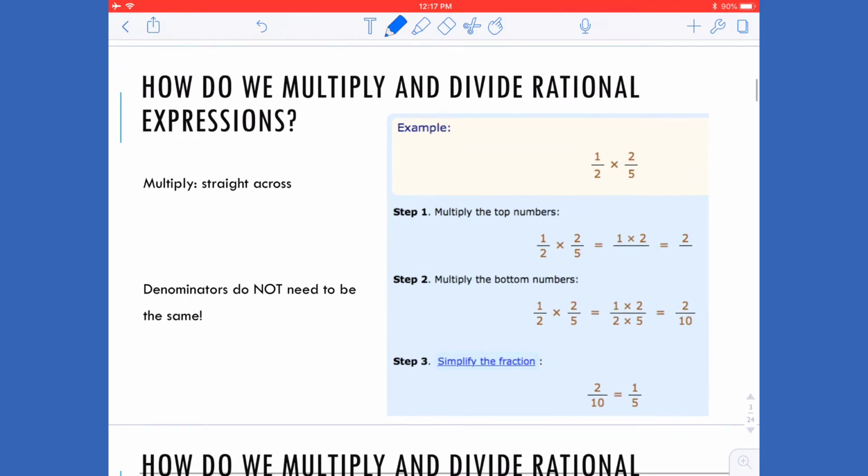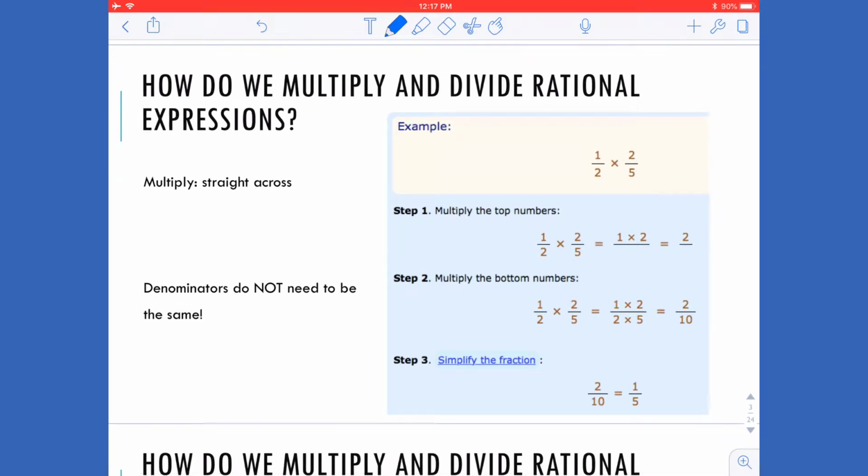So how do we multiply and divide rational expressions? It's really nice when we multiply fractions. We actually get to multiply straight across. Our denominators do not need to be the same, so there really isn't much work to do. We're literally going to take 1/2 times 2, and that gets us 2, and we're going to take 2 times 5, and that gives us 10, and then we can simplify, and that gives us 1/5.